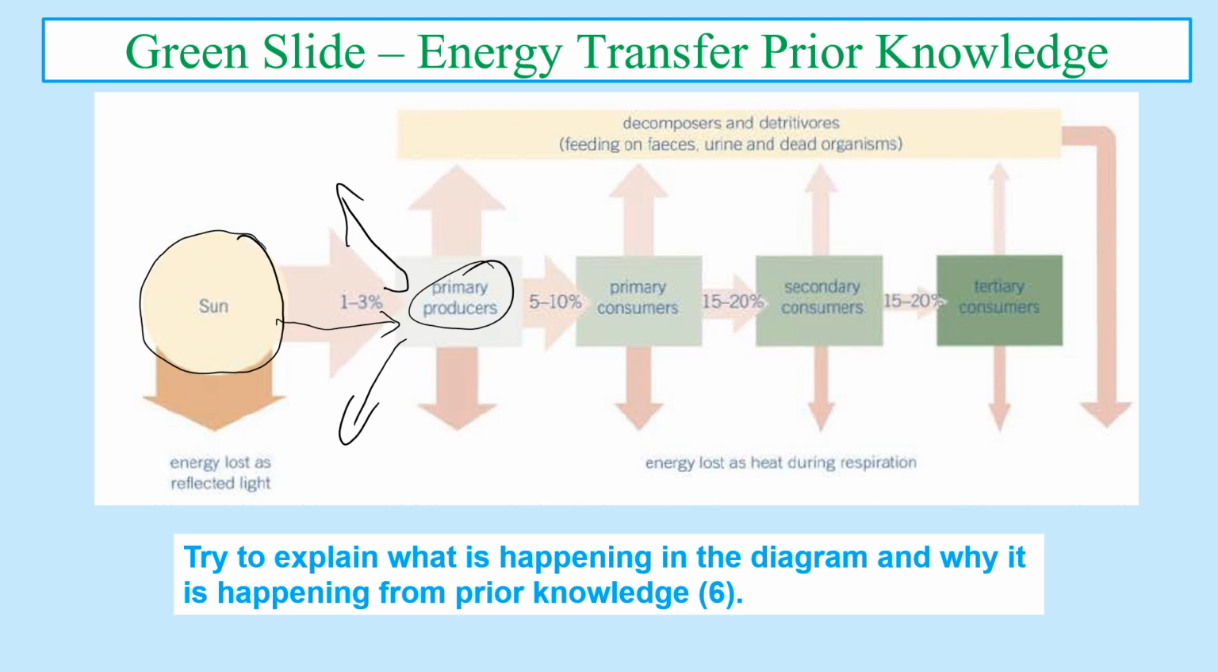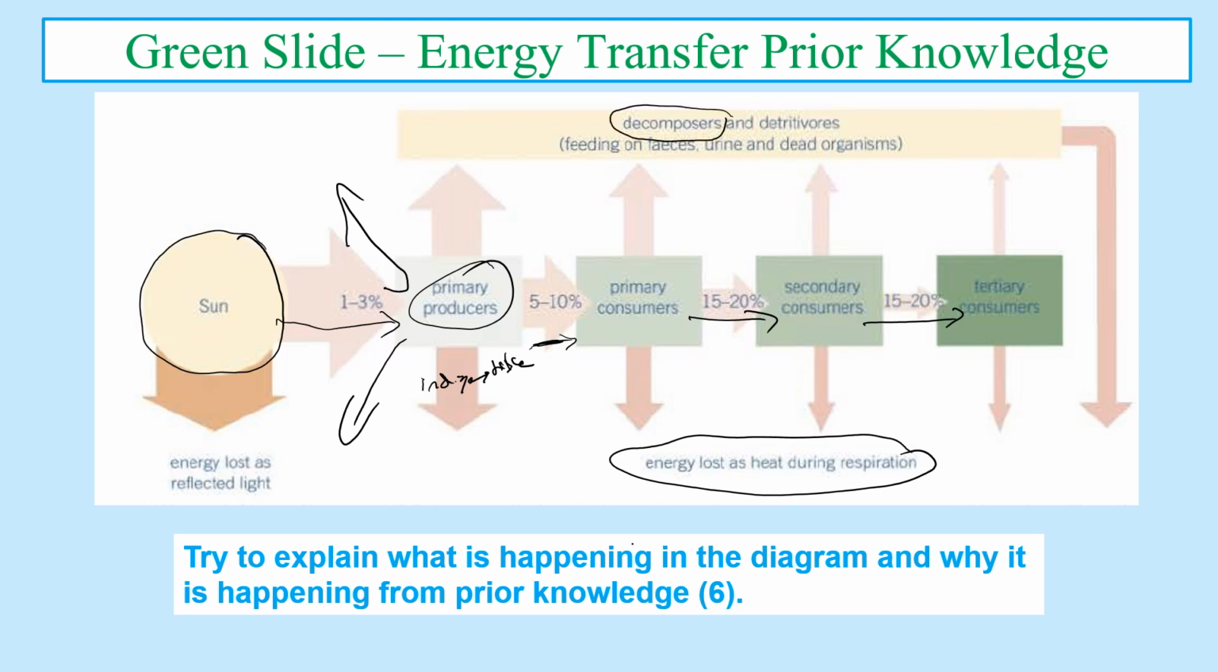Now of that 1 to 3%, only 5 to 10% of the energy gets transported to the primary consumer. One of the main reasons for that is that a large amount of this plant is indigestible, i.e. the animal can't actually digest it, so it just passes straight through them. Only 15 to 20% of the energy is then passed on at each food stage again, for a couple of reasons. Energy can be lost during respiration, so a lot of energy is released as heat, but also the animals will die or they will release waste products, and they contain a lot of energy as well.